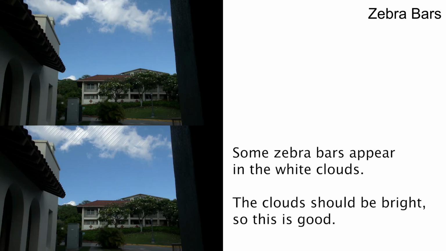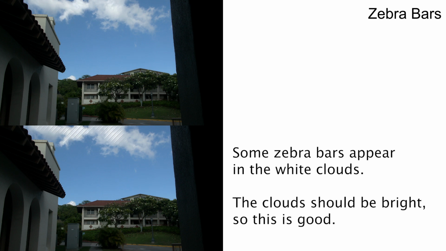Zebra bars only appear on the viewfinder. They do not get recorded. They do not get output on the camera signal if you have it hooked to something else. They are only there for you. They're a tool for you to use. And again, just understand, the zebra bars only tell you when something is bright. You need to use your own judgment to decide whether or not that should be so bright.